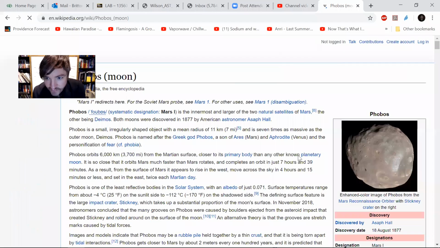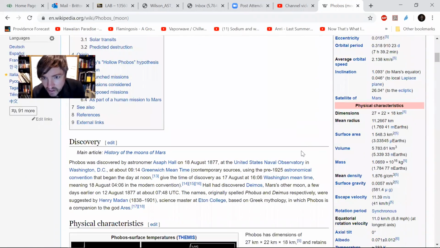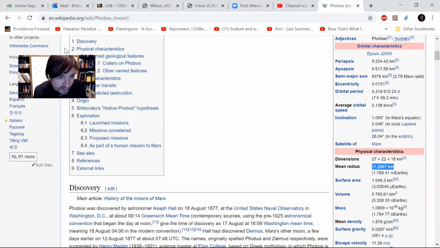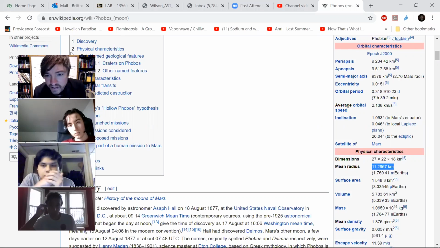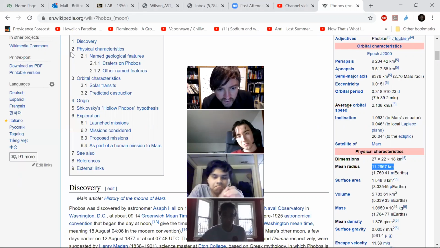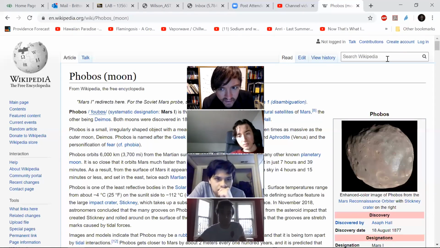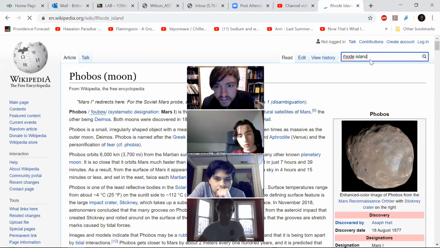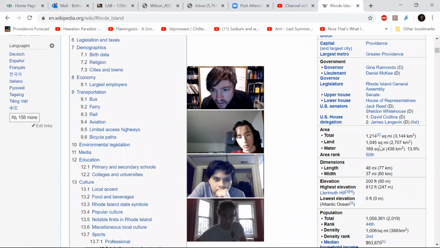Let's see if we can just check the dimensions over here. Its mean radius is 11 kilometers. That's pretty tiny. That's smaller than the state of Rhode Island, right? What are the dimensions of Rhode Island? I think it's 30 by 60 kilometers or something. For comparison, the state of Rhode Island is 60 by 80 kilometers. So Phobos might be the size of Providence, Rhode Island at best.